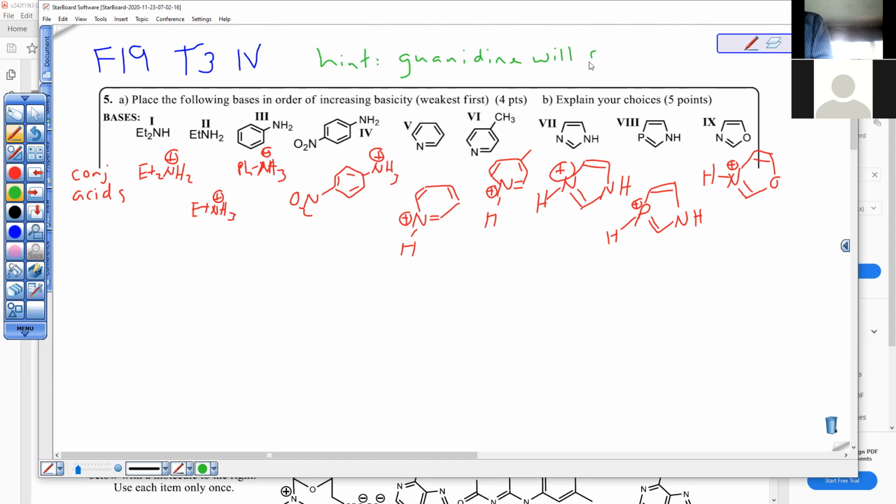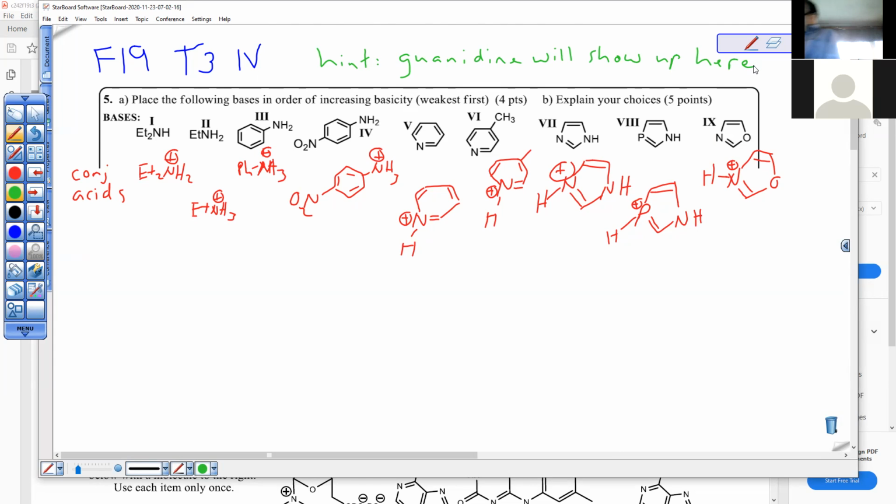Will show up here. And it will be your strongest base, unless I have something even stronger, right? Like methyl O minus is stronger. It's got a negative pKb.